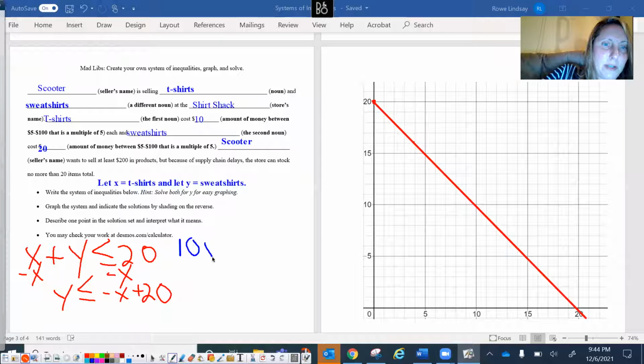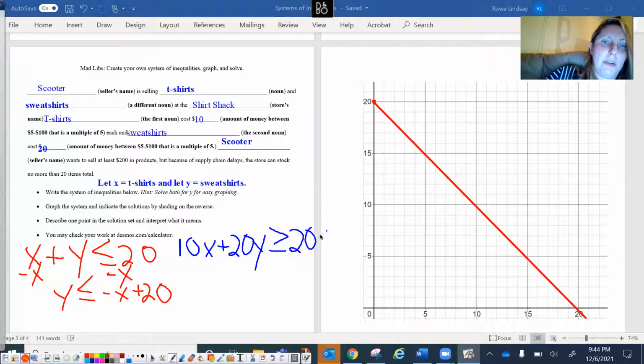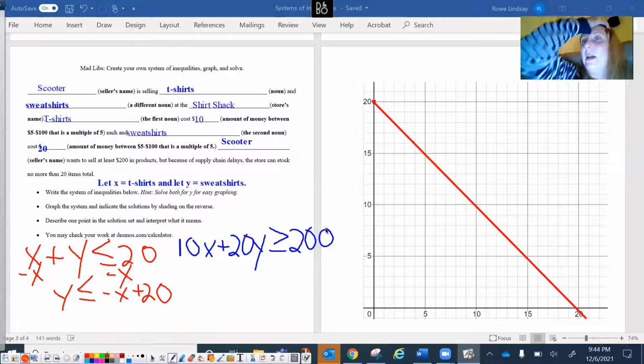10 times the t-shirts plus 20 times the number of sweatshirts has to be greater than or equal to 200. Are you with me? He wants to make at least $200, okay? So if you take the amount of money that each t-shirt costs, multiply it by the number of t-shirts that he sells, that's x, and you take $20, which is the cost of the sweatshirts, and multiply that times y.